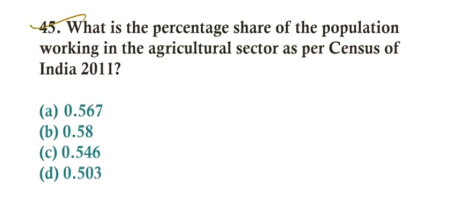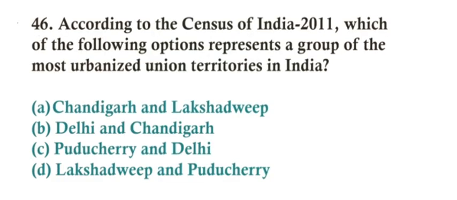45. What is the percentage share of the population working in the agriculture sector as per the census of India 2011? Option number C, 0.546%. Question number 46. According to the census of India 2011, which of the following options represent a group of the most urbanized union territories in India? Option number B, Delhi and Chandigarh.